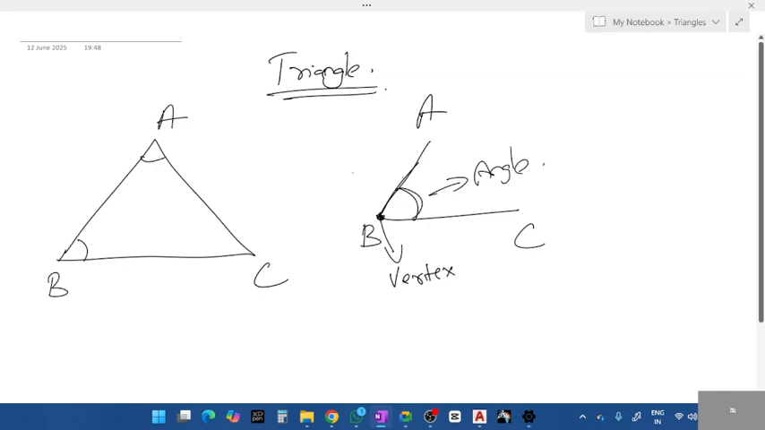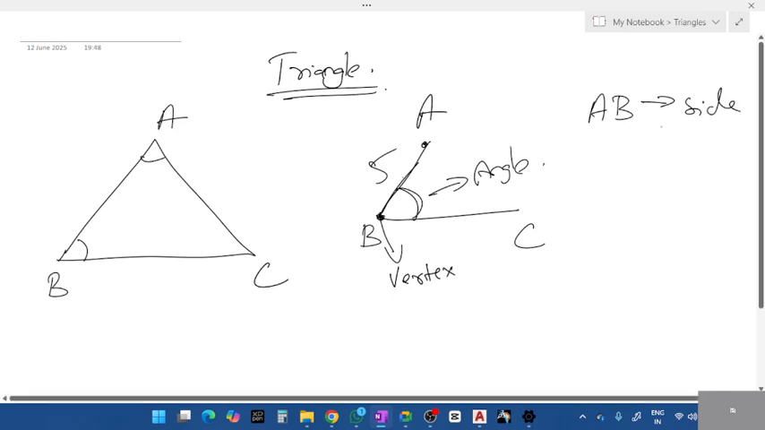And how many sides are there? We'll have three sides. So A to B is one side. Can you see A and B? If I write 5 centimeter, what is the value of A and B? So this we call as side. Right? Then just point B or point A or point C.